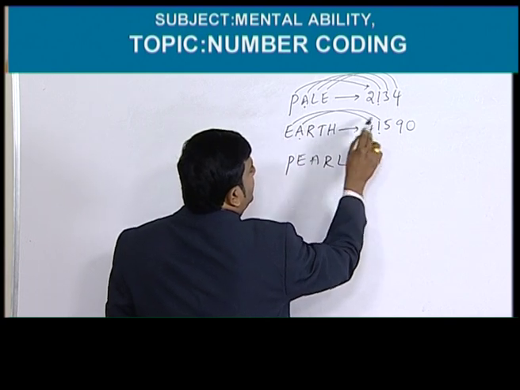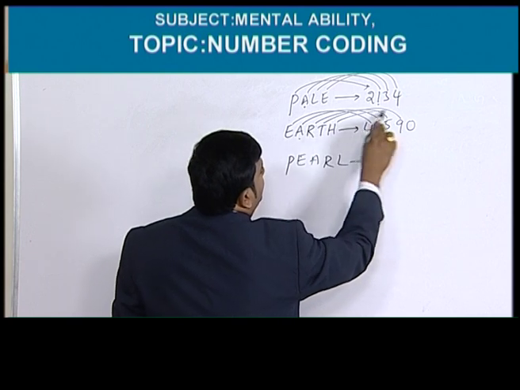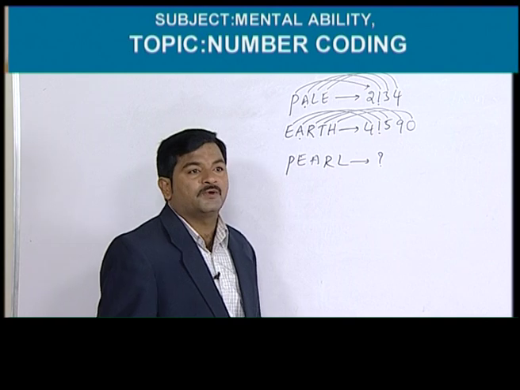The code for A is 1. The code for R is 5. Similarly for T 9, for H 0. Now he asked to find the code for PEARL.